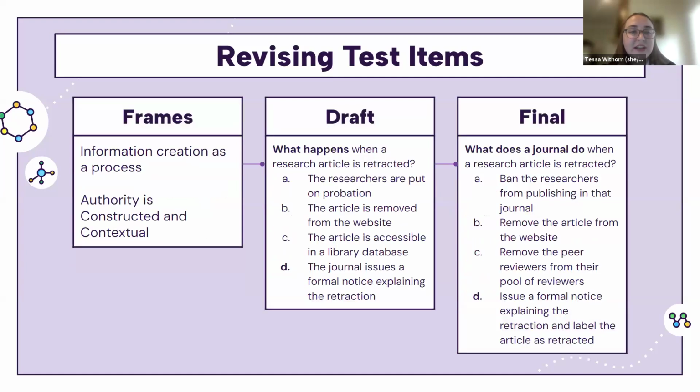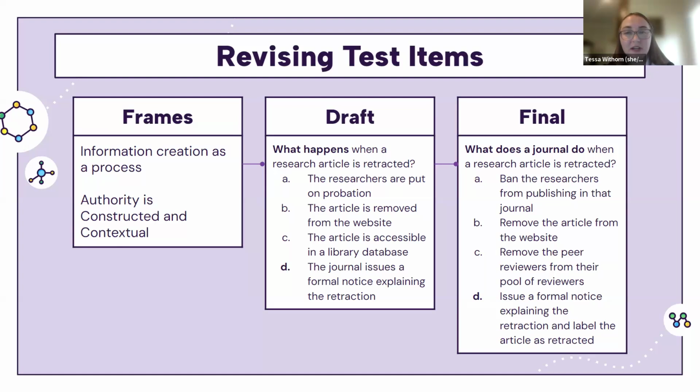And the last one I'll mention is again related to the information creation as a process frame and authority is constructed and contextual. And this is that retraction question. I was really interested in retraction at the time, and I think it's important to teach students. But even I had some questions about, well, what does happen when an article is retracted? Could it be different depending on the context?